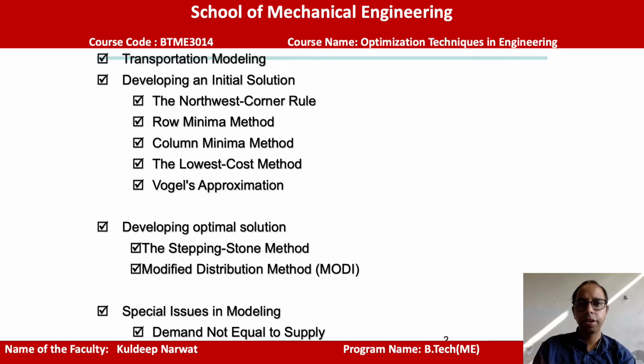So, we'll be studying transportation modeling. How do we model a transportation problem? Then we'll develop an initial basic feasible solution by using various techniques such as the northwest corner rule, row minimum method, column minimum method, the lowest cost method, and the Vogel approximation method. These methods are actually used to find the initial basic feasible solution.